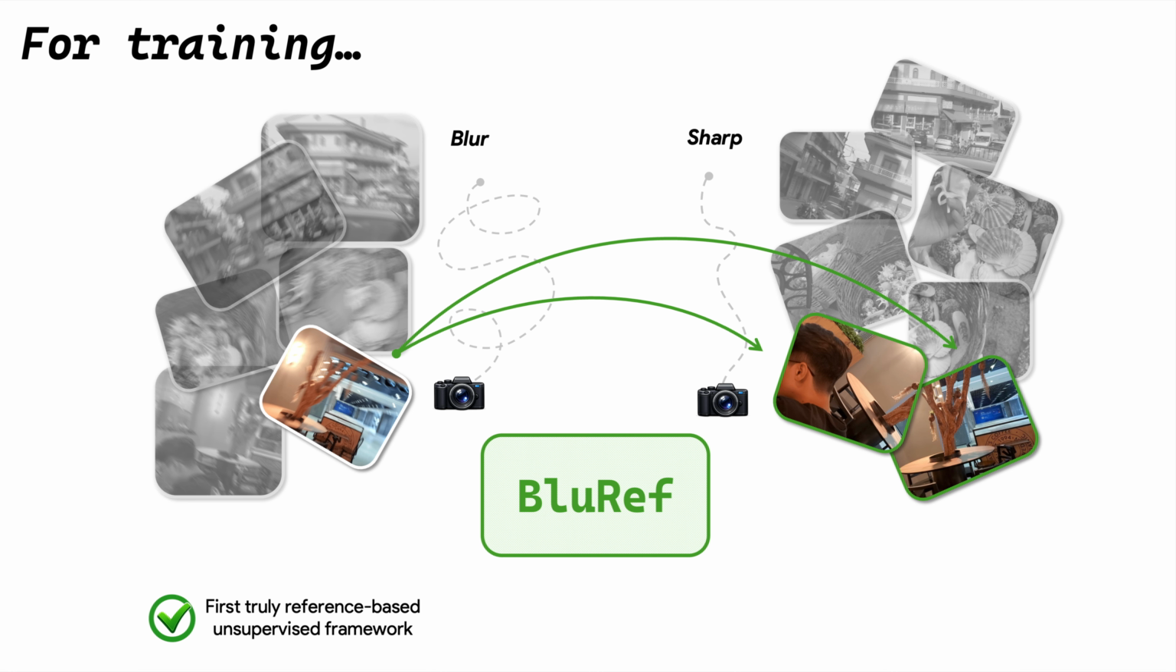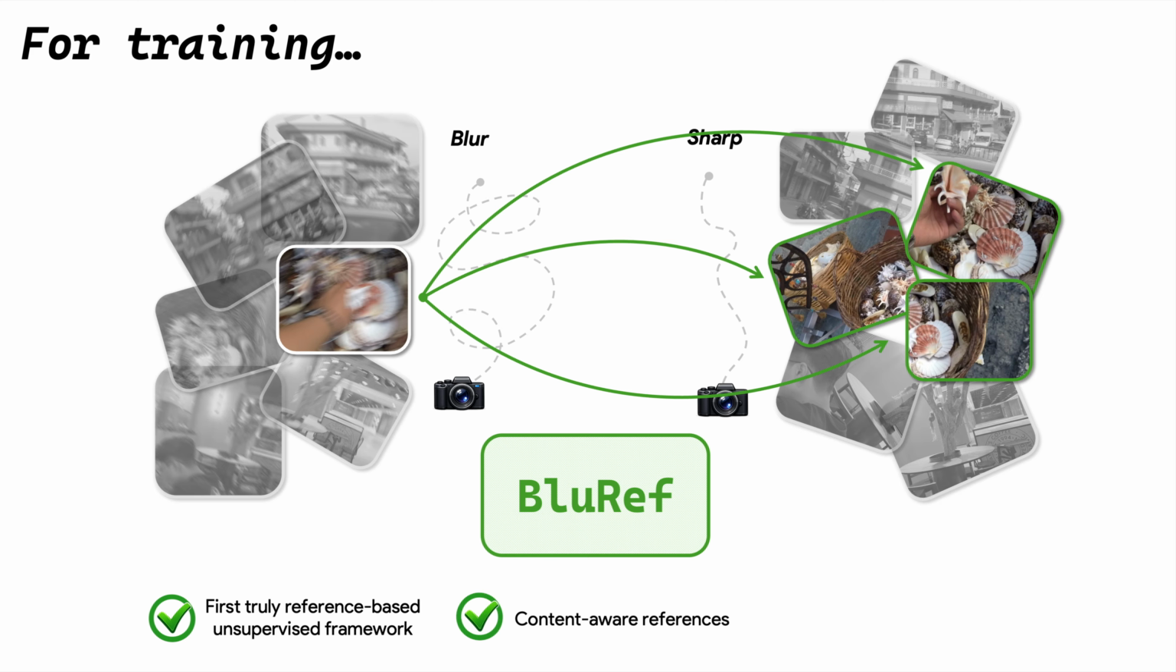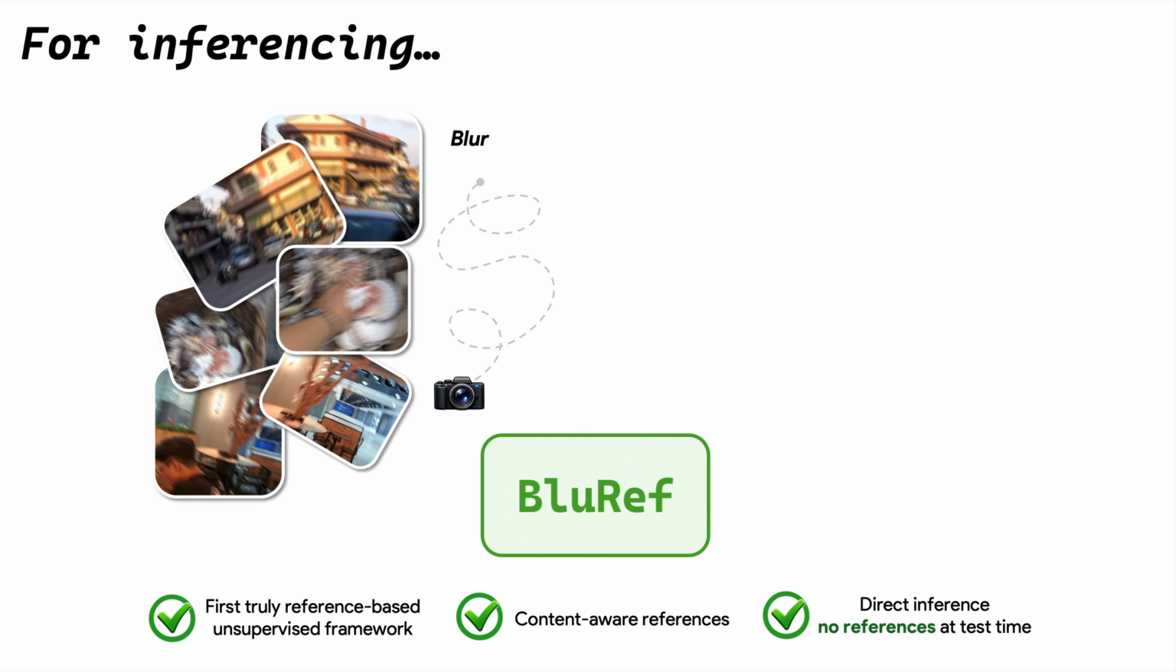As you can see, we connect the blurry input to sharp references that share similar content, and this is the first truly reference-based unsupervised framework. BluRef uses dense matching to find pixel-level correspondences between the blur and these references. Unlike prior methods, our pairing is content-aware, shown here by the green arrows linking to references with similar scene content. And importantly, sharp references are only needed during training.